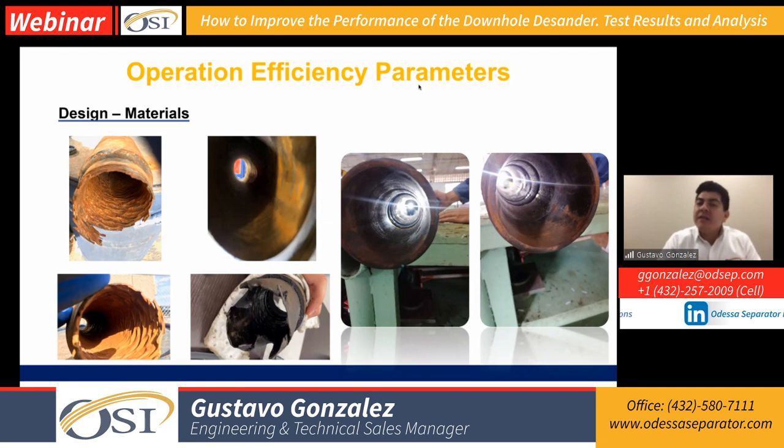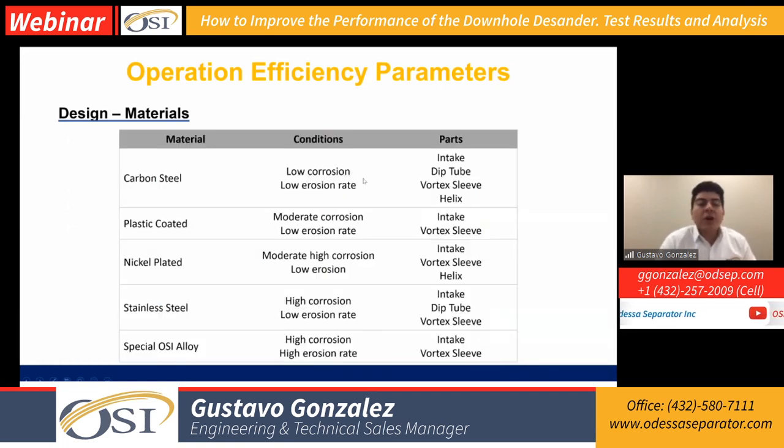In cases like this, that's a good opportunity where we can decide to change the metallurgy of the mandrel or the sleeve to be able to handle more abrasion. So that's why we have different materials. Carbon steel is one of the most common, but it has low corrosion resistance and low erosion resistance. The majority of the parts built with it are the dip tube, the intake, the sleeve, and the helix.